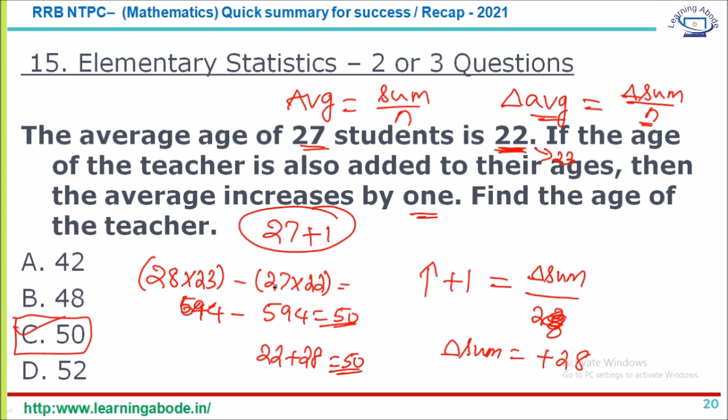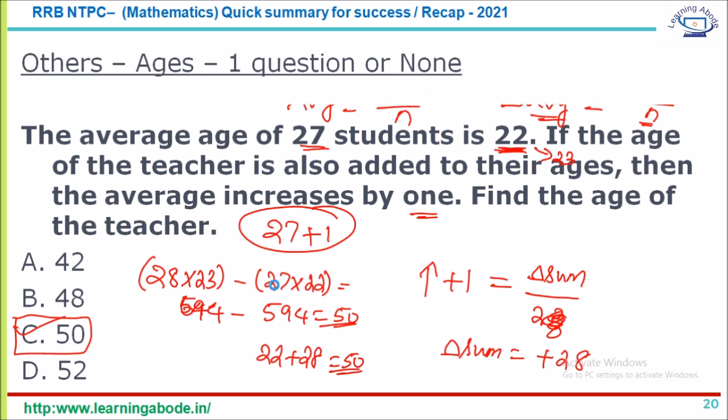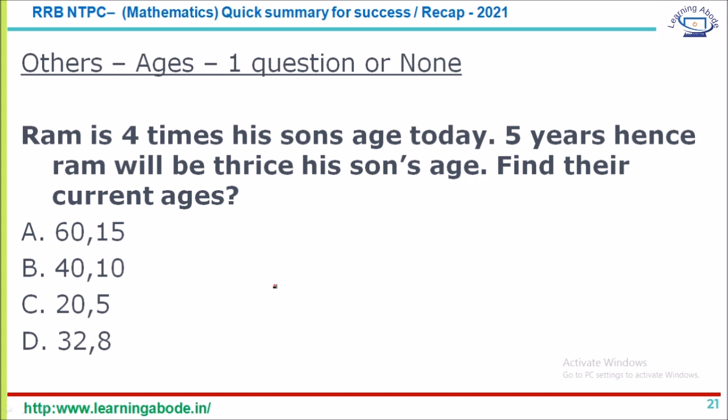Okay, so elementary statistics, you can expect average, mode, range, standard deviation. Such questions you can expect. Of course, average is a definite question. The others that they have not mentioned explicitly: in many papers, I have seen at least one question on ages. In some papers it is not, and in some sessions it was not asked at all.